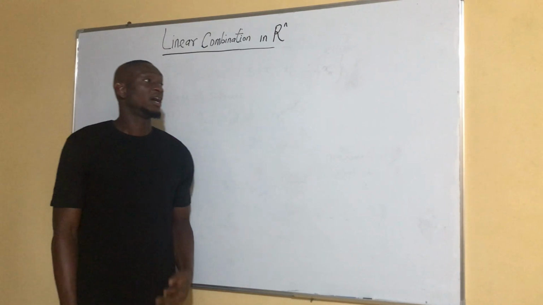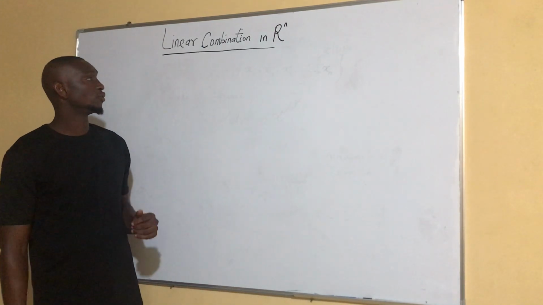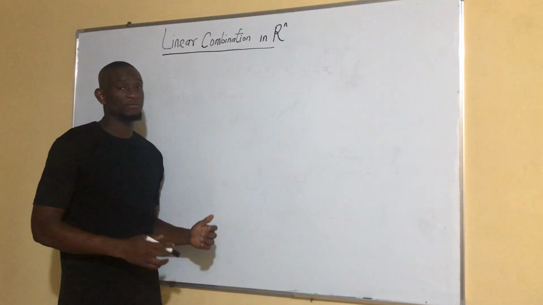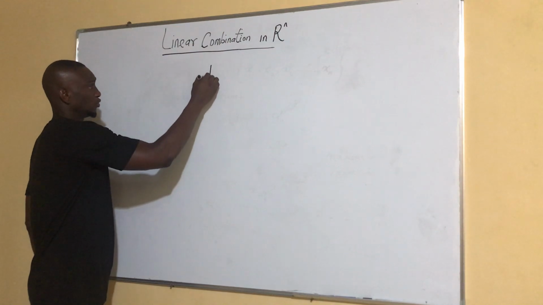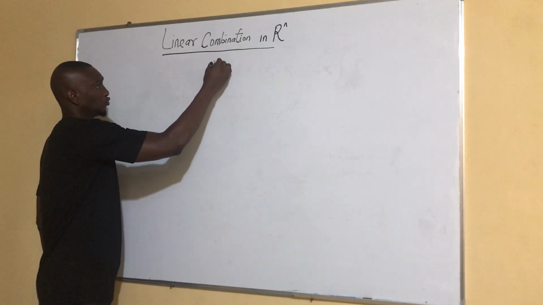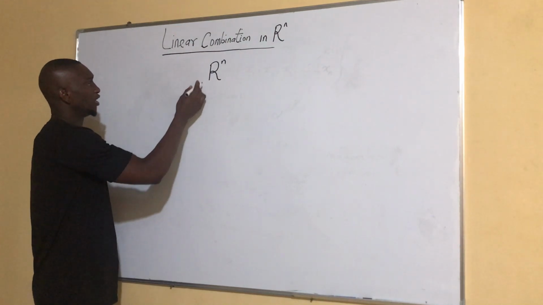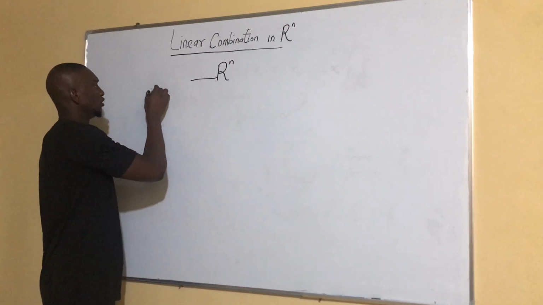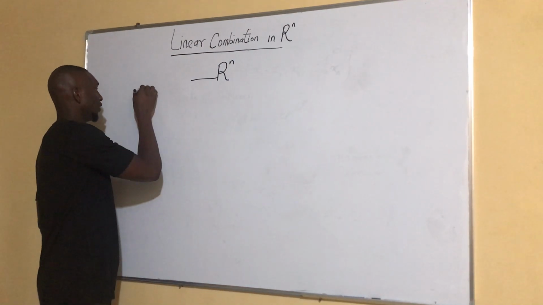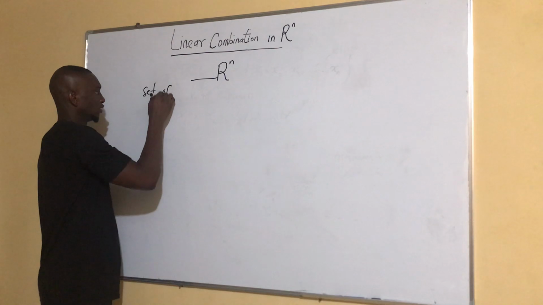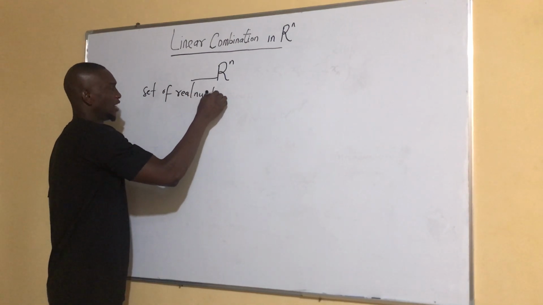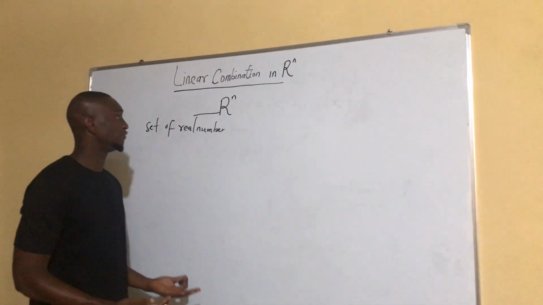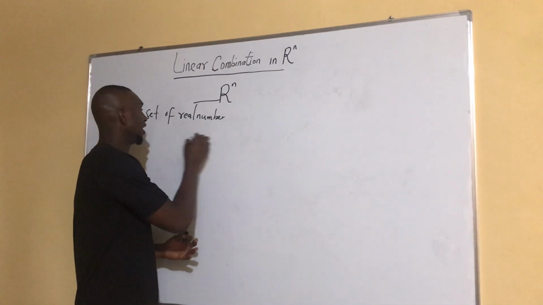Welcome to class. I shall discuss linear combination R to the power of n. Looking critically at this mathematical expression R to the power of n, here R denotes the set of real numbers, while n is the raised figure. We call n the raised figure.